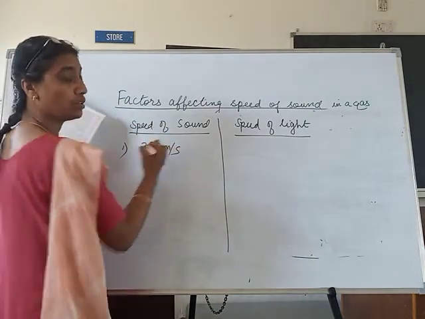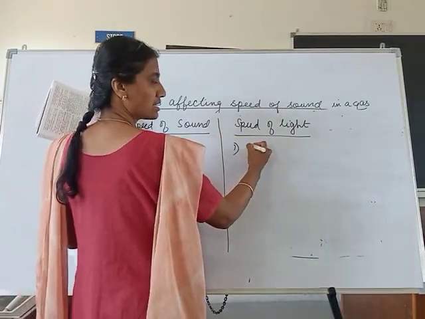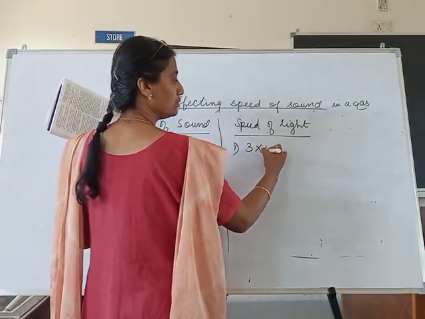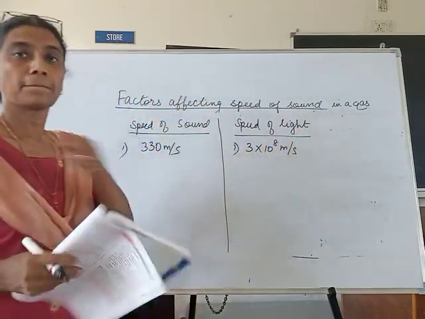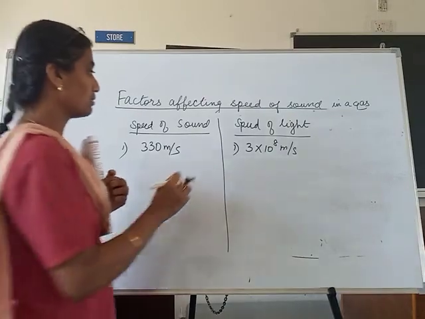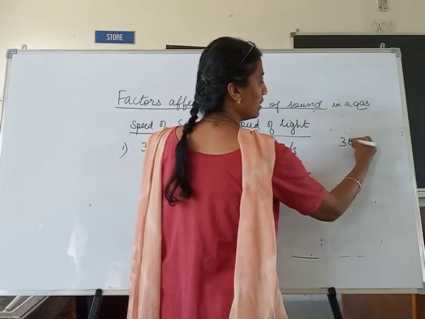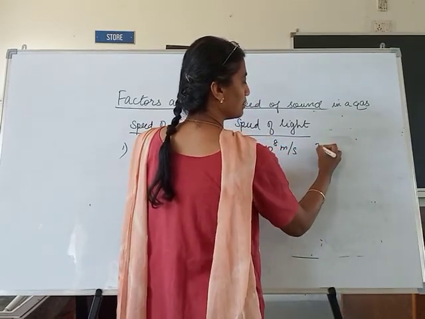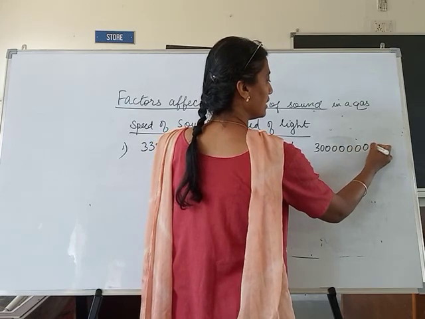I'm taking normal temperature, that is 0 degrees Celsius. Whereas, speed of light, any idea children? It is 3 into 10 power 8 meter per second. So, if I have to compare these two, 3 into 10 power 8 is what? 3 followed by 8 zeros, right? 1, 2, 3, 4, 5, 6, 7, 8.